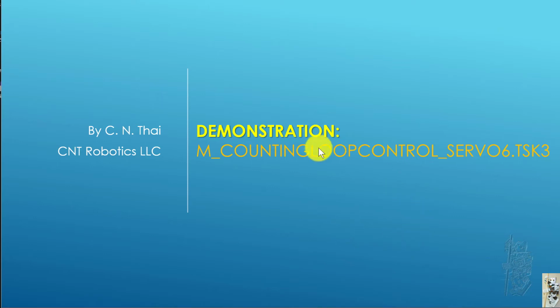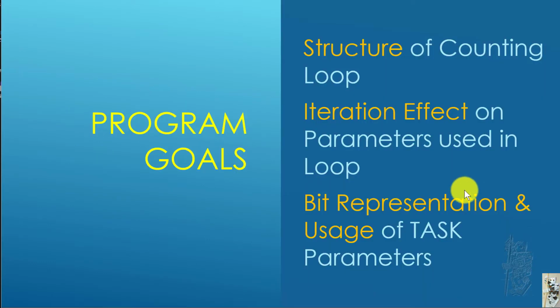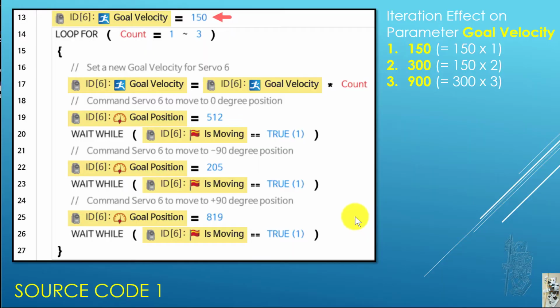Hello everyone, this is the demonstration phase of the example code counting loop control of the Servo 6. My goal is to show you the structure of the counting loop, and the iteration effect on the parameter that you may be using in the loop, especially if you use a counter in the counting loop. We'll also do a presentation on bit representation, how many bits are represented in ROBOTIS software, and how many bits are actually used in the task parameters. You need to make sure to understand the difference. So let's go to it.